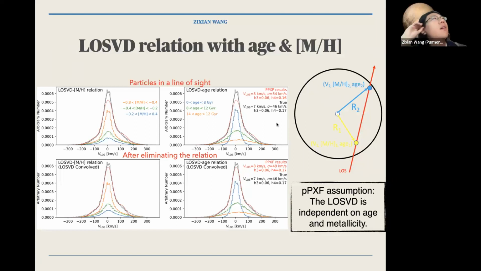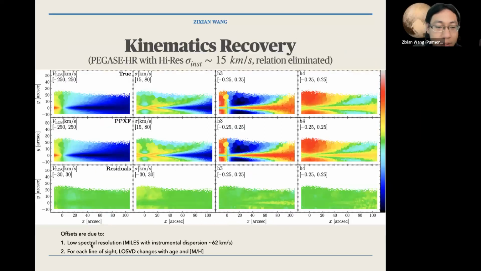I can't say which one is more important, but I think it's basically 50-50. Like I said, the two reasons causing the differences in residuals are spectral resolution and the dependence of velocity on age and metallicity. I think they are 50-50 to me.